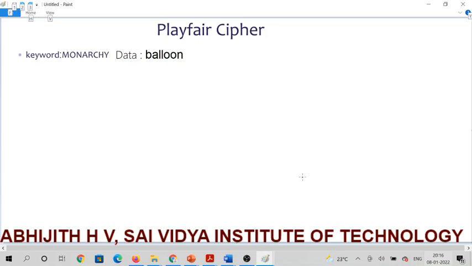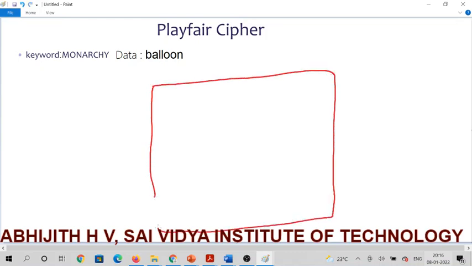This Playfair cipher works based on a 5 cross 5 matrix. This 5 cross 5 matrix will be constructed by using the key. For example, say I want to encrypt the data balloon and the key used for the encryption is monarchy. The first step here is to construct the 5 cross 5 matrix. So I will be constructing the 5 cross 5 matrix like this.